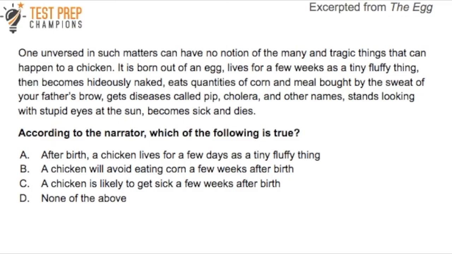Okay, so we already read this passage, so I won't reread it, but we have a different question this time. According to the narrator, which of the following is true? A, after birth, a chicken lives for a few days as a tiny fluffy thing. B, a chicken will avoid eating corn a few weeks after birth. Or C, a chicken is likely to get sick a few weeks after birth. Or D, none of the above. So now is your chance to pause the video, try to figure this out, and whenever you're ready, we'll go over the answer.